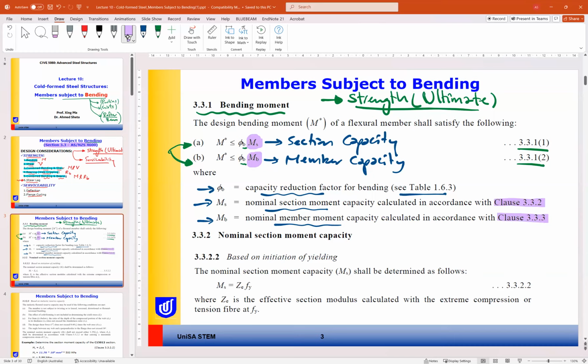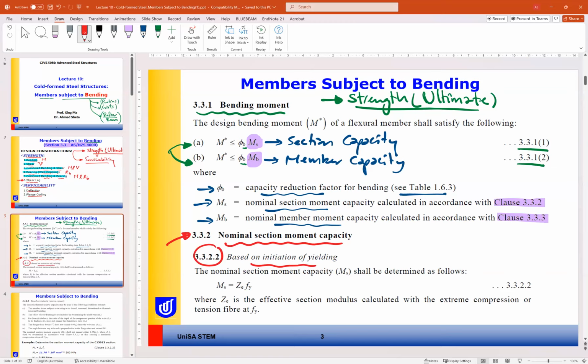Okay, so our first part of this calculation is the section capacity, the nominal section moment capacity, which is in clause 3.3.2. We have two cases for calculating the section moment capacity for cold formed steel. The first one is based on the initiation of yielding. So this one is similar to hot rolled.